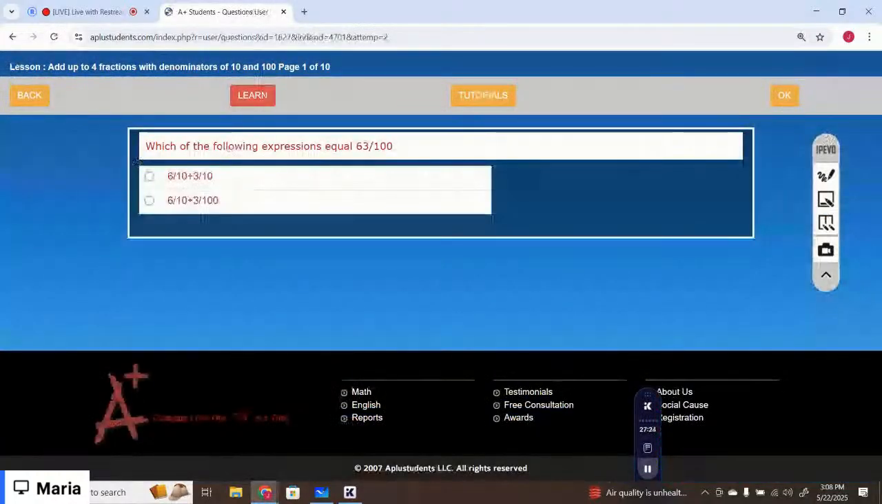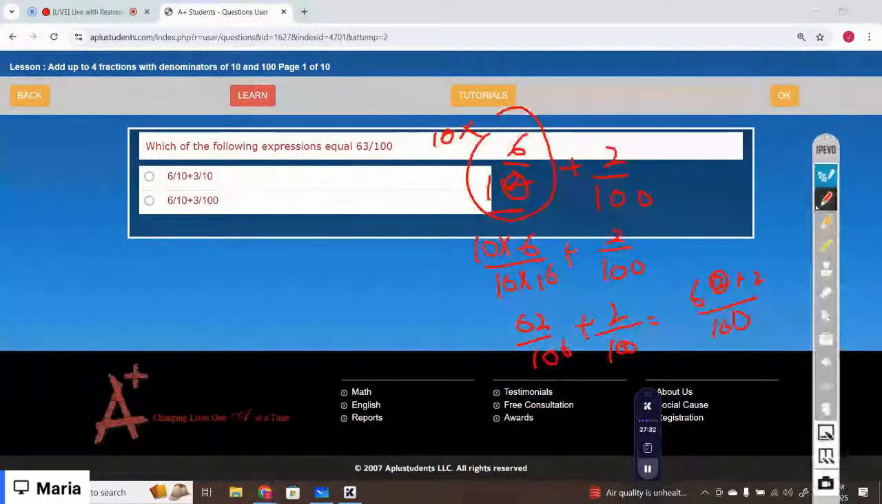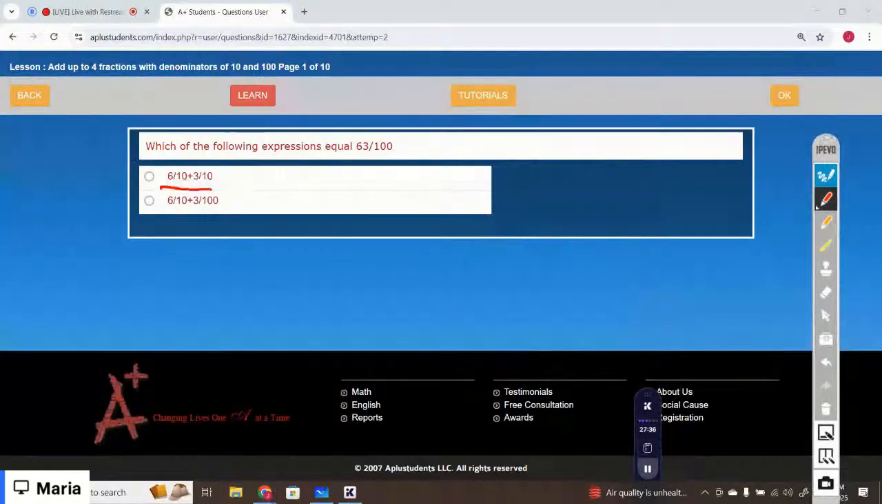Which of the following expressions equals 63 over 100? So the first one, that is 6 by 10 and 3 by 10. If they have like denominators, you can simply add the numerators, that is 6 plus 3 is 9. Now look at the second one, that is 6 over 10 plus 3 over 100.